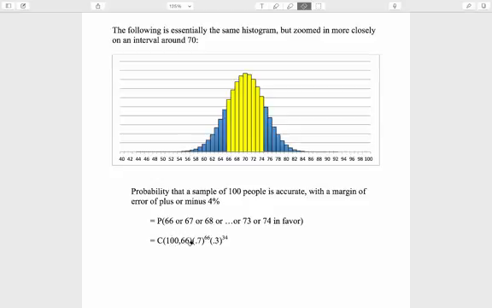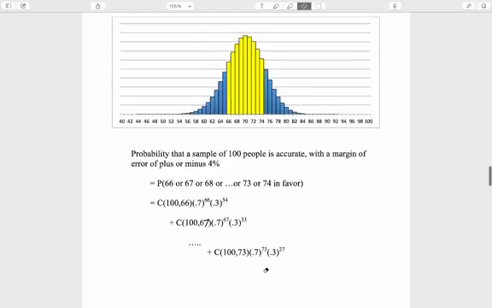100 choose 66, 0.7 to the 66, 0.3 to the 34. It's built into the experiment that the probability of somebody saying yes is 0.7, and the probability of someone saying no is 0.3, so this is 66 yeses and 34 no's. Or 67 yeses and 33 no's, etc., up to 73 yeses and 27 no's, or even 74 yeses and 26 no's. If you computed this whole sum, that would be a bit of a production, but it would give you the exact probability of this event.